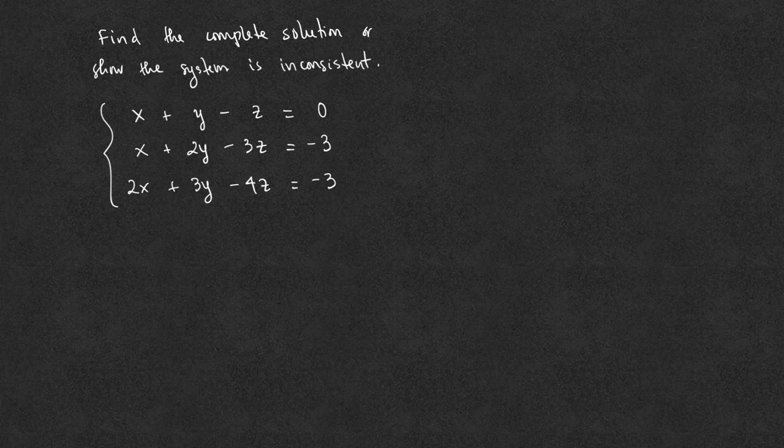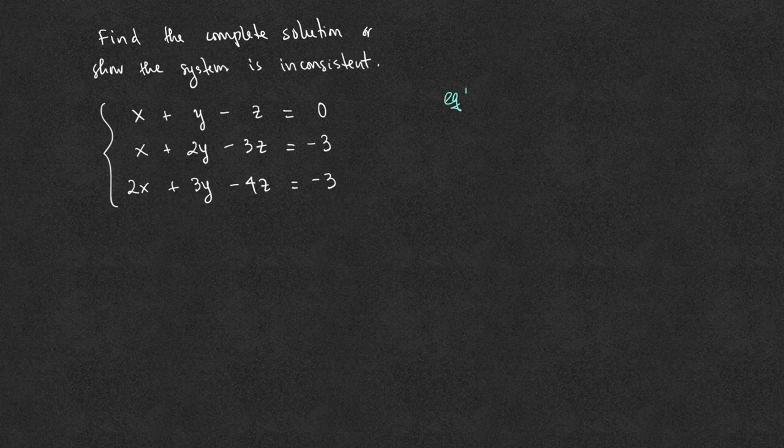Find the complete solution or show that the system is inconsistent. x plus y minus z equals 0, x plus 2y minus 3z equals negative 3, and 2x plus 3y minus 4z equals negative 3. We use the first and the second equation to get rid of the term x in the second equation by subtracting the two equations.